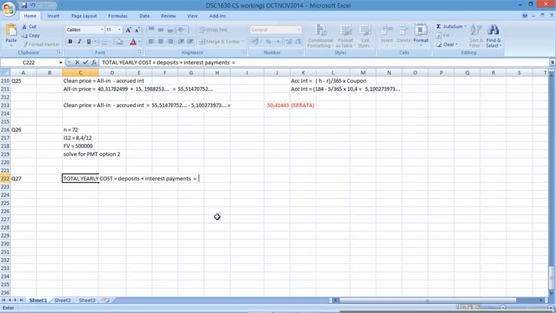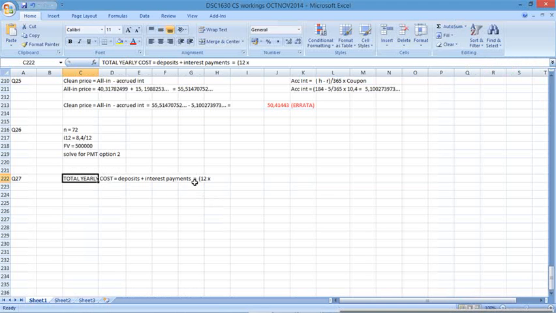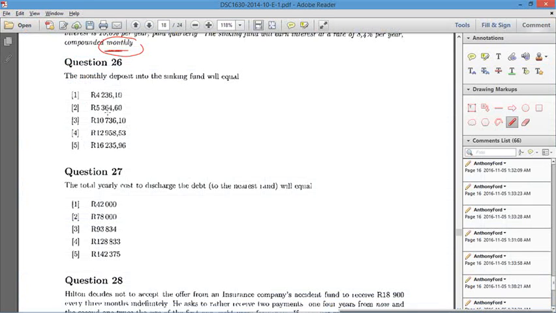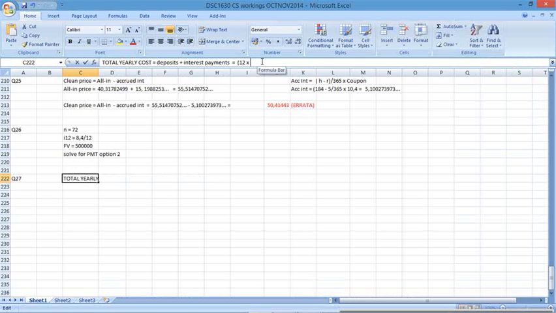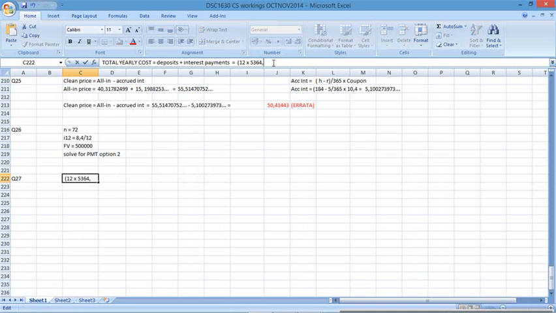Okay, so how many deposits am I going to be making? I'm going to be making 12 deposits, and those 12 deposits are of an amount of 5364.60.